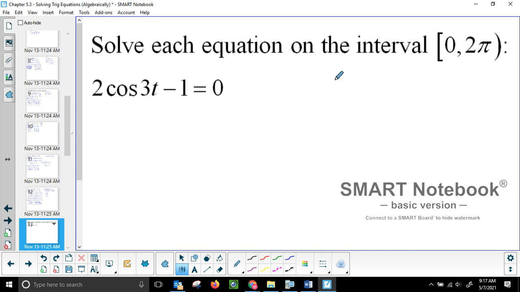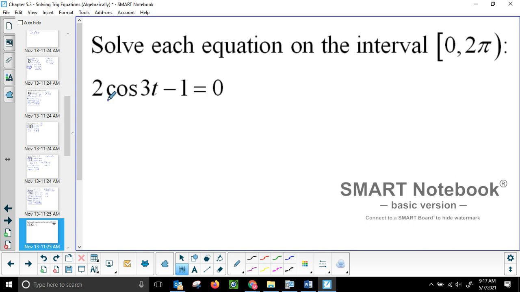All right, so solve each equation on the interval 0 to 2 pi. We have 2 cosine of 3t minus 1 is equal to 0. What is the difference between this and any one we have seen so far? Yeah, there's a multiplier of my argument. So instead of just having an x or a theta or whatever, we have a 3 in there. We do have to be very careful with that. We don't want to mess with that 3 until the very, very end. I'll show you what I mean there in a moment.